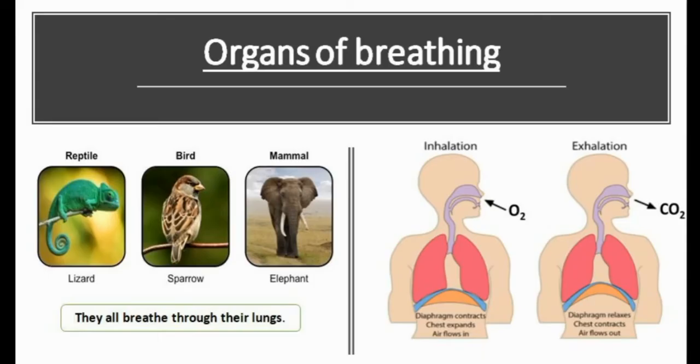Now, birds, reptiles, and mammals all breathe with the help of their lungs. Man is also a mammal. We take in air through the nose. This air enters the lungs through the windpipe. The lungs are richly supplied with blood vessels. When air reaches the lungs, an exchange of gases takes place between the air and the blood. The oxygen from the air passes into the blood, and carbon dioxide from the blood passes into the air. Then the lungs contract, and the air containing carbon dioxide comes out through the nose.